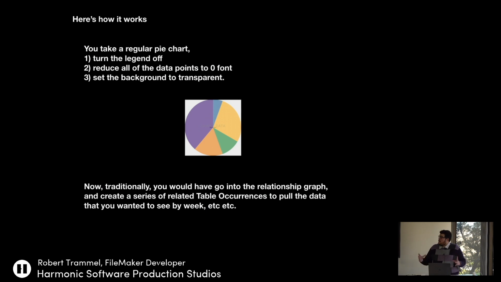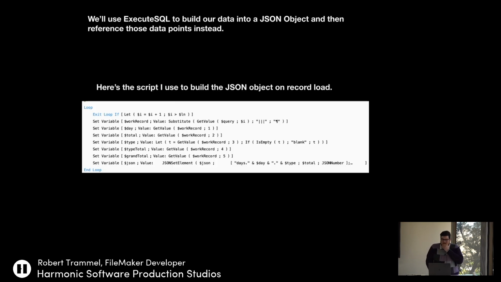So I turn the legend off, I reduce all the data points to 0, set the background to transparent, and then pull my data in, usually with an Execute SQL statement for the labels, and then another one for the data. So this is what the script looks like. It builds a JSON object.